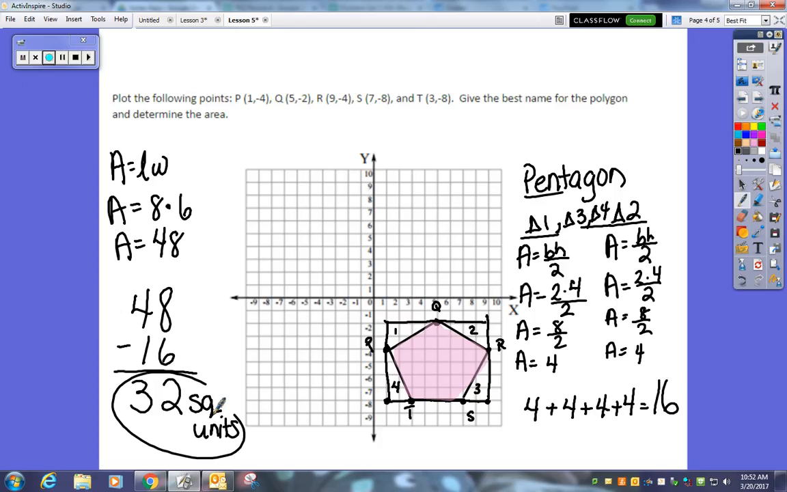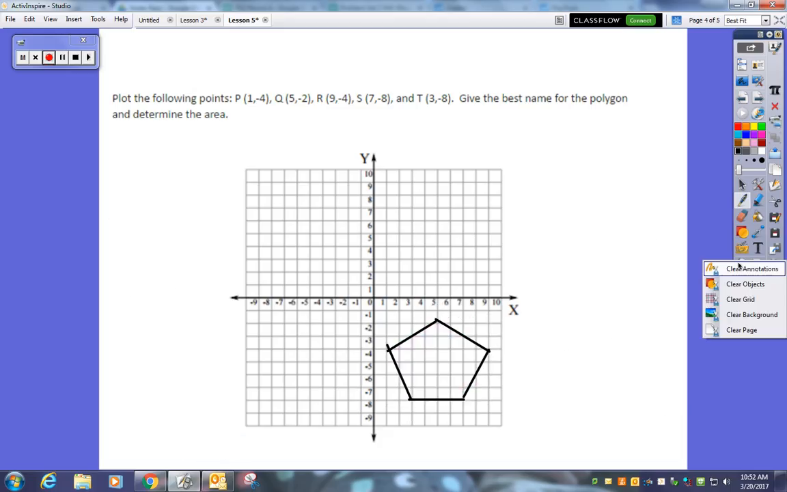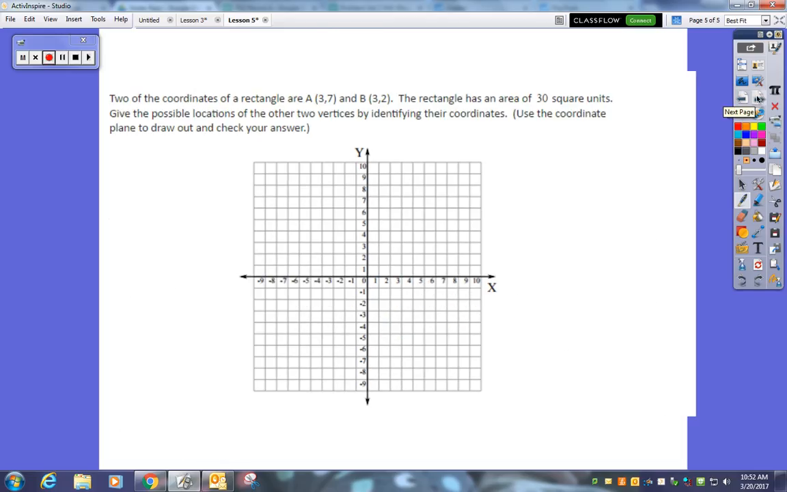Okay, we've got one more example to look at. It says two of the coordinates of a rectangle are A, (3, 7), and B, (3, 2). The rectangle has an area of 30 square units. Give the possible locations of the other two vertices by identifying their coordinates. Use the coordinate plane to draw out and check your answer.